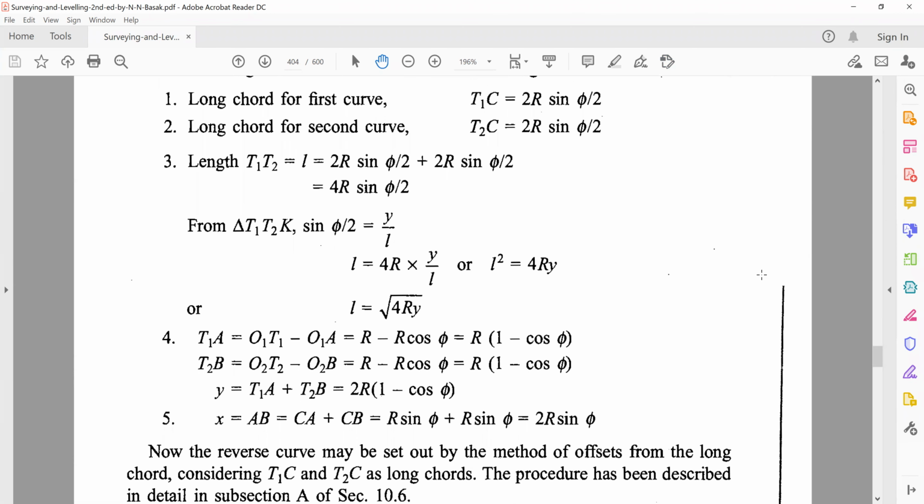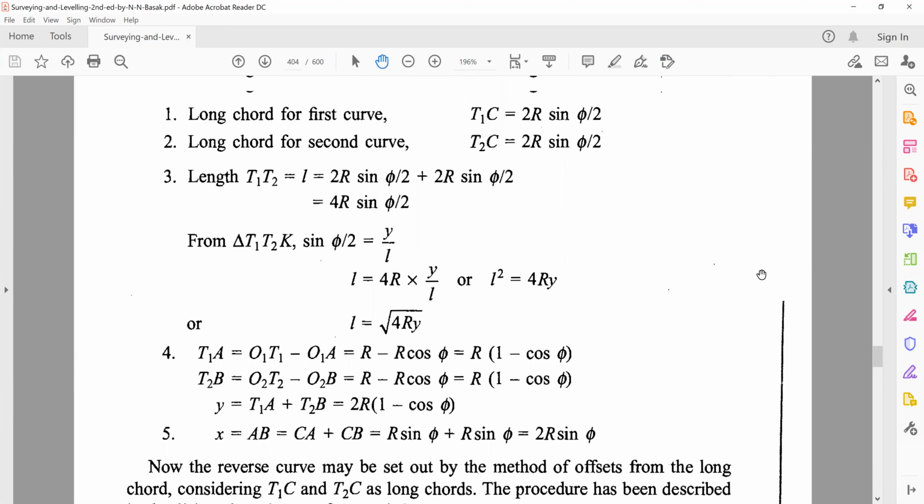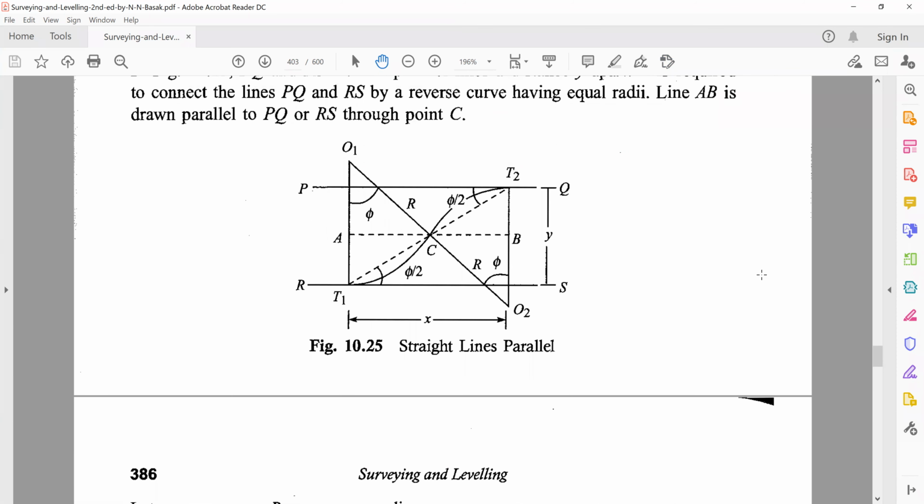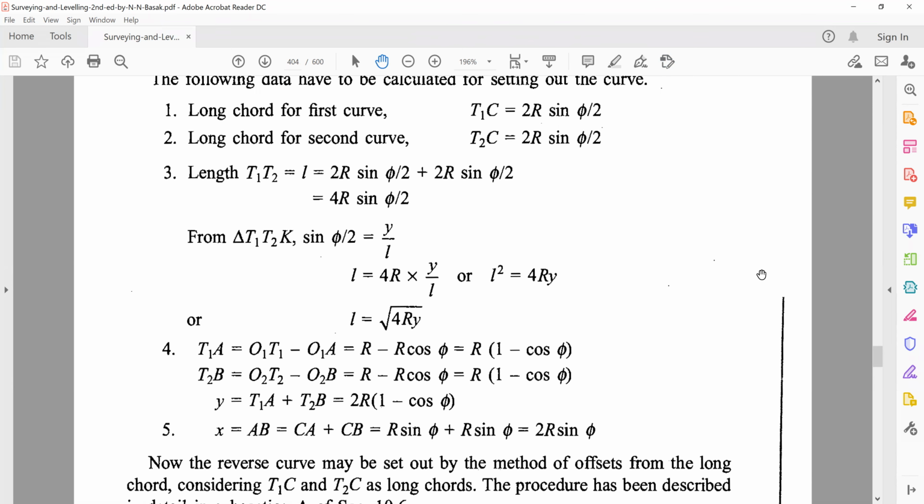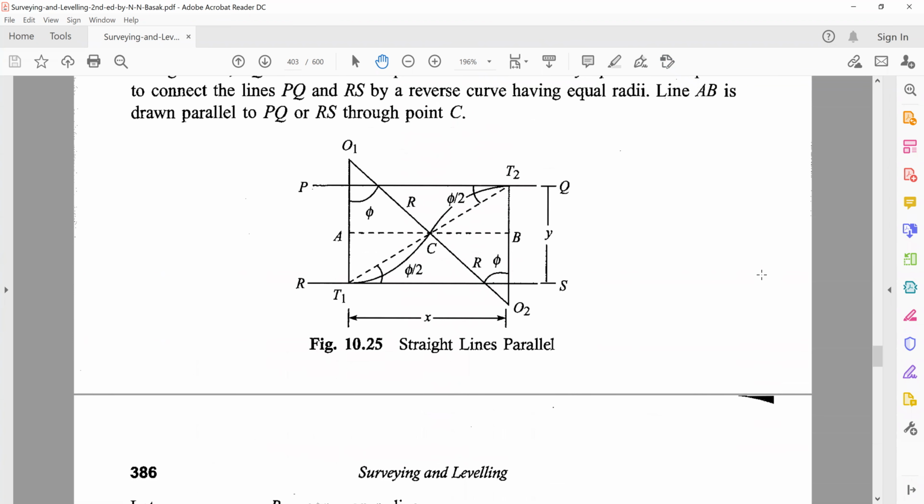So if that's not the case, then you can apply this other equation for finding those distances. T1a is equal to O1T1 minus the distance O1a. So we have to find a relation by which we can find these distances. O1T1 is equal to the radius. It is evident from the figure that every line which joins the center point of the curve and any point on the curve is basically the radius.